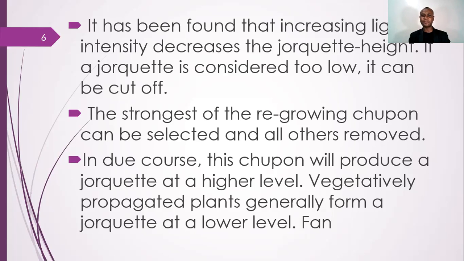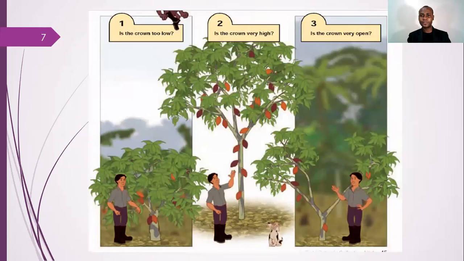Vegetatively propagated cacao plants generally have a jockey at a lower level. So it will take proper training for grafted seedlings to produce a jockey at a higher level, because lower jockey formation is usually not recommended. It's usually not recommended. So now let's look at these pictures here.